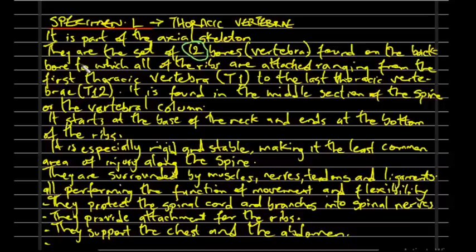They protect the spinal cord and branch into spinal nerves. That is another function of the thoracic vertebrae. They protect the spinal cord because in all of the vertebrae that pass through the backbone, we have a uniform passageway for the spinal cord, which is the central foramen. It permits the movement of the spinal cord through the vertebrae, and they also provide attachment for the ribs, and then they support the chest and the abdomen.